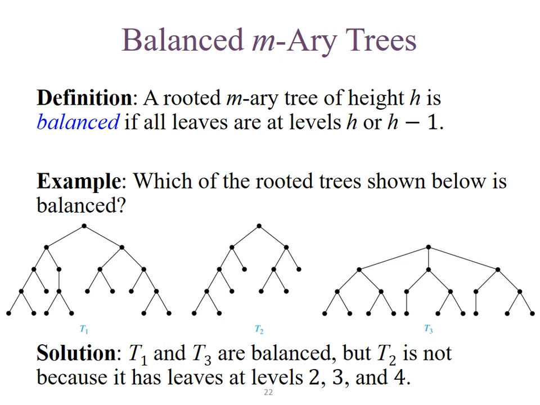So take T2 for example. We have this vertex at level 2 and this vertex at level 4. So you can consider this one is not that balanced, because for a balanced tree all of the leaf nodes must be at level h or h minus 1. But in this case, we have level 2, level 3, level 4. Okay, so T2 is not a balanced tree.